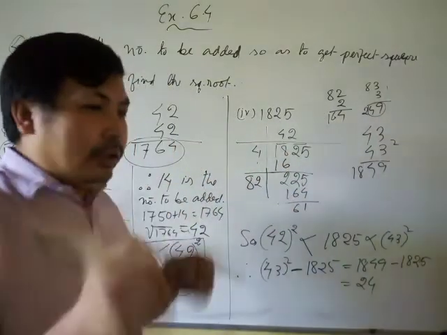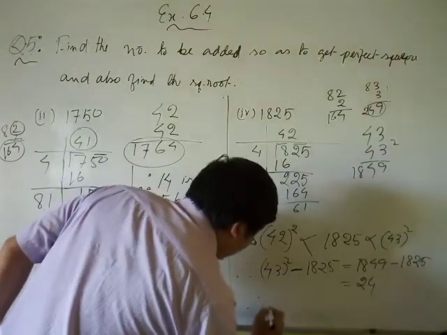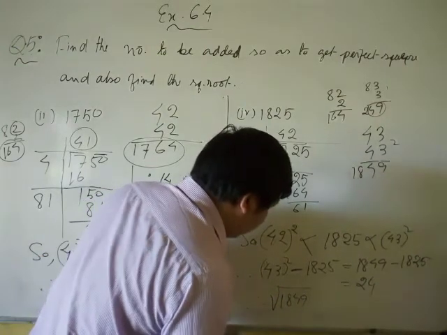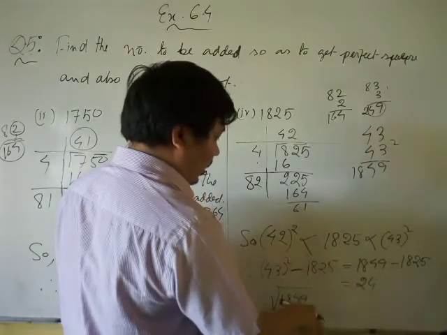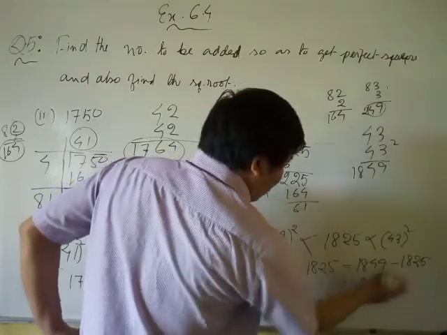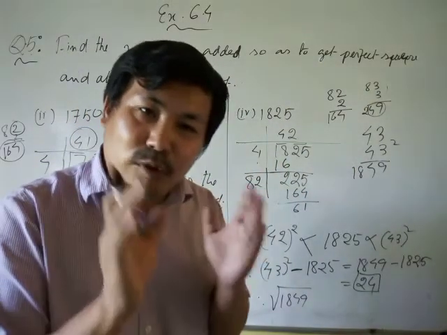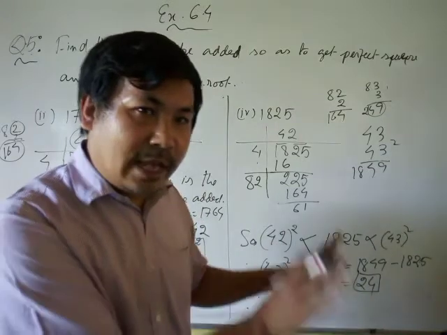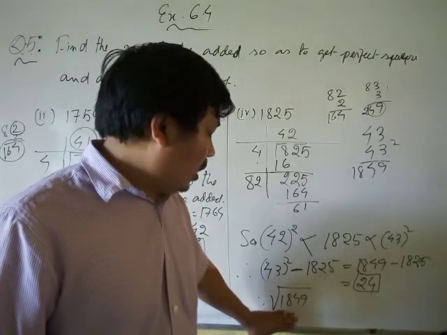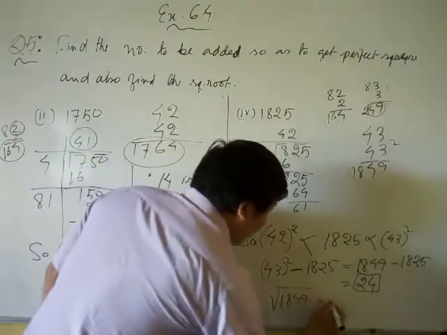So if you add 24, then we will get the perfect square, isn't it? Therefore, the square root of 1849. Subtracting here, adding here. Then we have to add here, isn't it? So the number is 24. You just understand that the number to be added here is 24, and we'll get the number 1849, which is the perfect square, and the square root of this number will be 43.